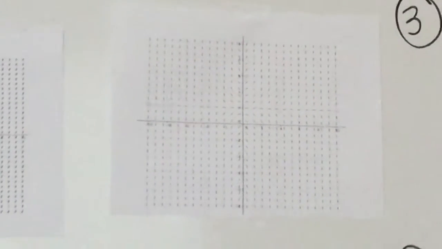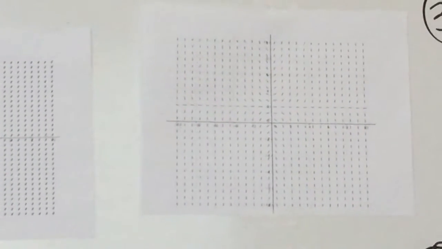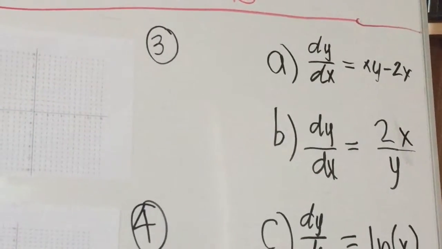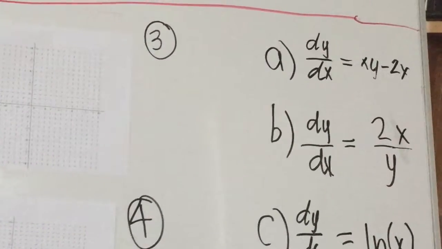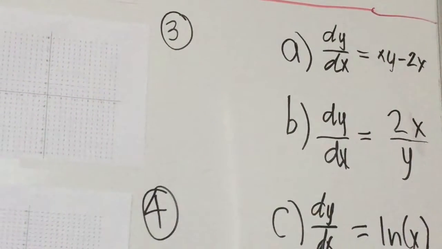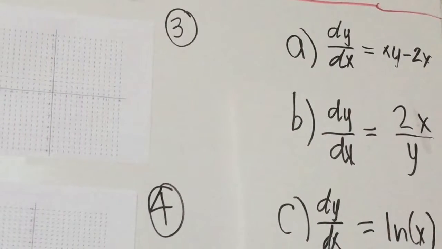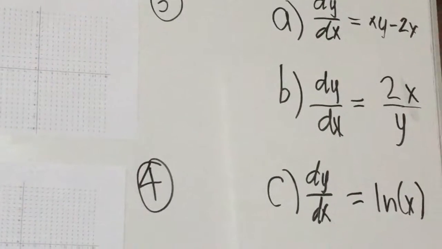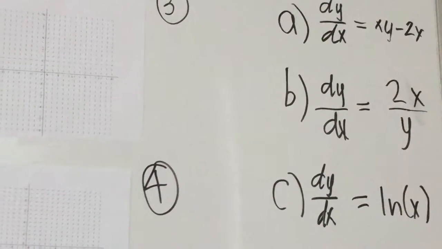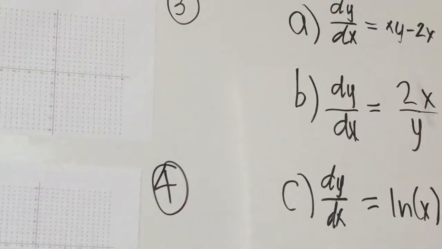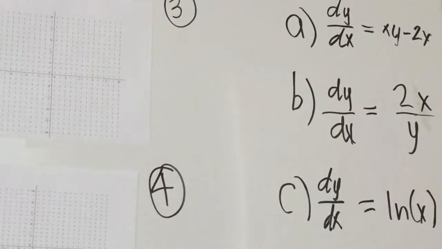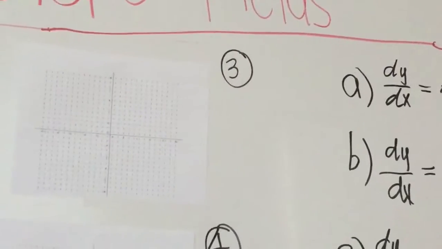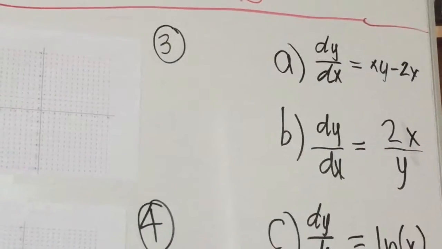For the third graph, we clearly see that the slope is equal to 0 when y is equal to 2. So this graph must match either equation A or equation B. For equation A, dy over dx equals xy minus 2x, the slope is equal to 0 when y is equal to 2. For equation B, dy over dx equals 2x over y, this is not the case. When y is equal to 2 and x is equal to any value other than 0, the slope is not equal to 0. So therefore, graph 3 must match equation A.